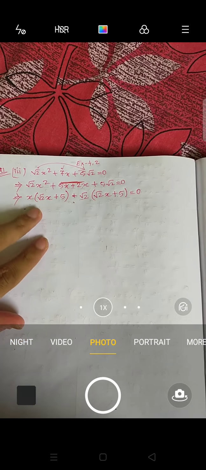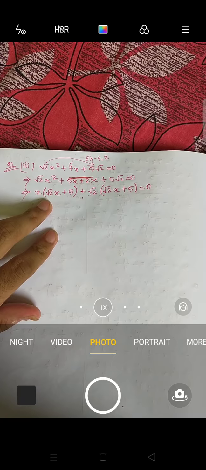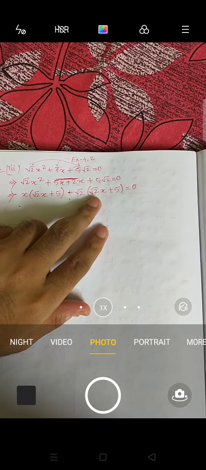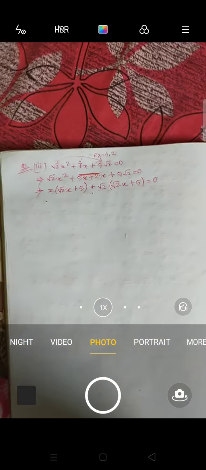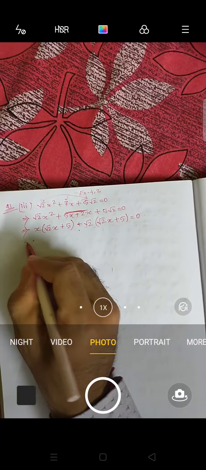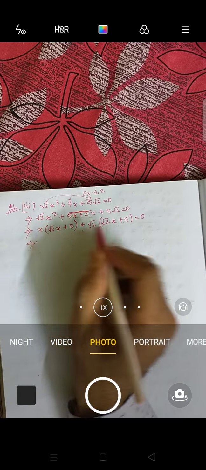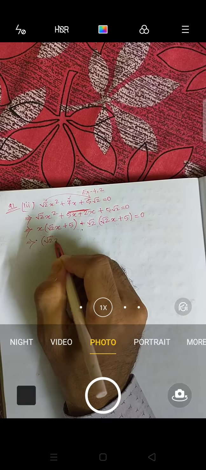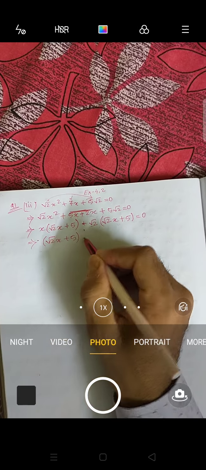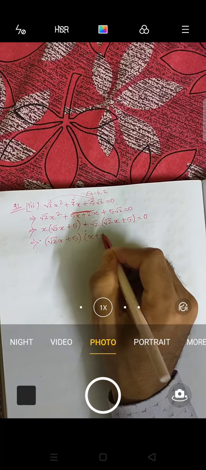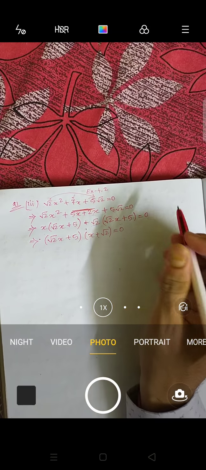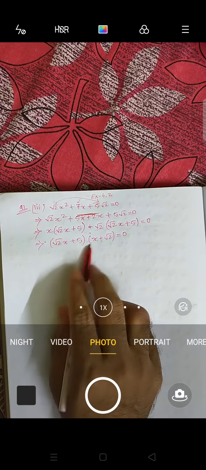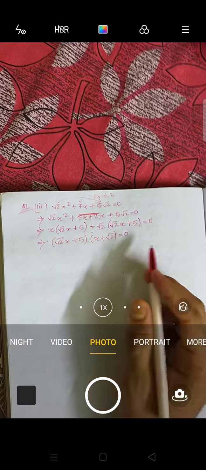Now just check this first bracket, we are having root 2x plus 5. This one is also root 2x plus 5. That means we are getting the same result. Now we will take the common again. So we will be having root 2x plus 5 and x plus root 2 equals to 0. Now either this equals to 0 or this equals to 0. So you can write your answer.